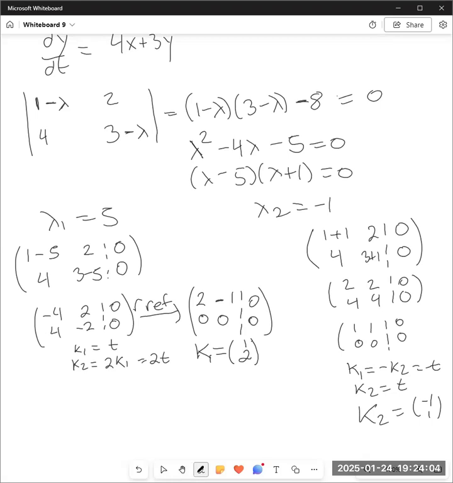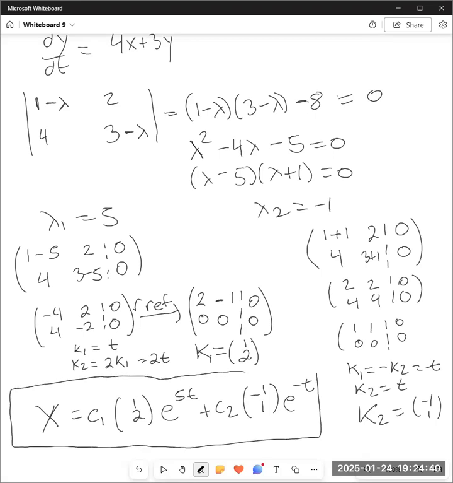And that gives me an X, since this is homogeneous, I don't need to put a sub C here, but this is going to be C1 times K1 times e to the lambda 1 t plus C2 times K2 times e to the lambda 2 t. And there's my solution to my first problem there.